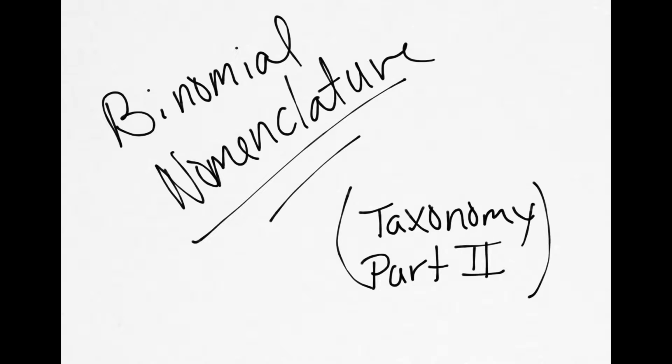All right, now we will pick up with part 2 of our taxonomy lesson. If you haven't checked out the taxonomy part 1 video, please do so now. Somewhere on your screen, you should have an annotation. You want to click on that. Otherwise, let's jump right in with binomial nomenclature.